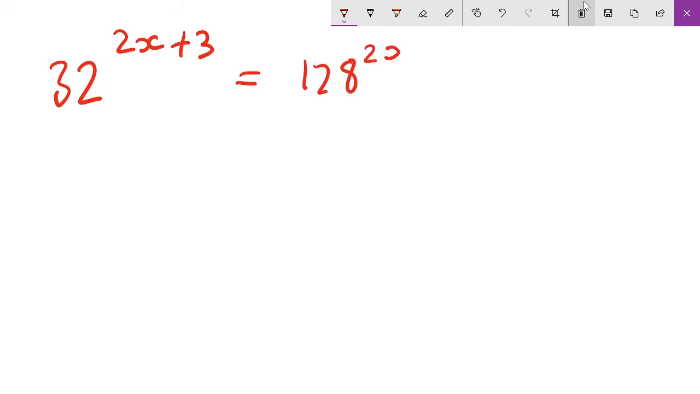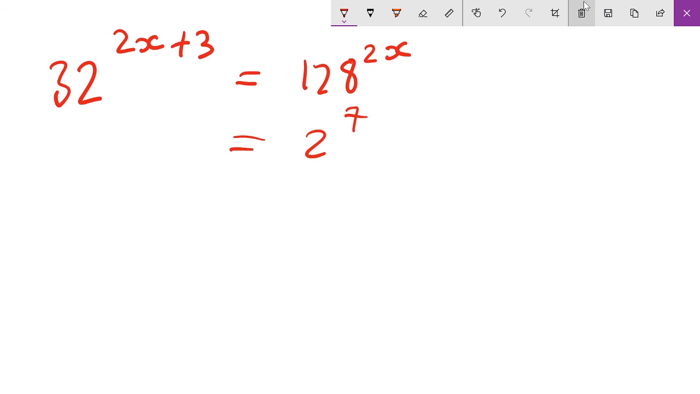Now, let's get to a new question right here. So let's say 32 to the power of 2x plus 3 equals 128 to the power of 2x. How are you going to simplify that? So firstly, we have to know that 2 to the power of something is going to be equal to 128. So let's remember, it's actually going to be 2 to the power of 7.